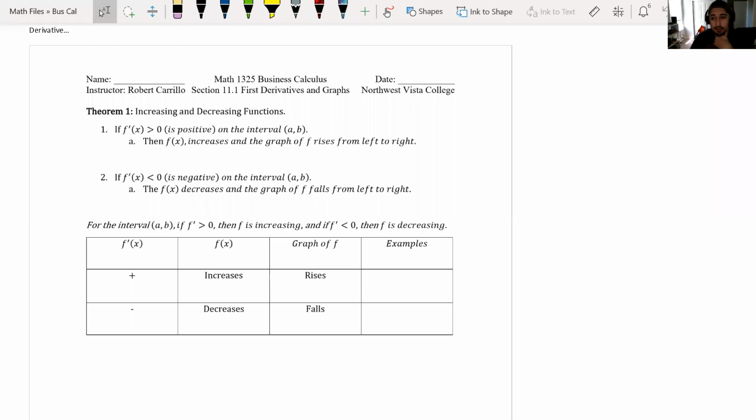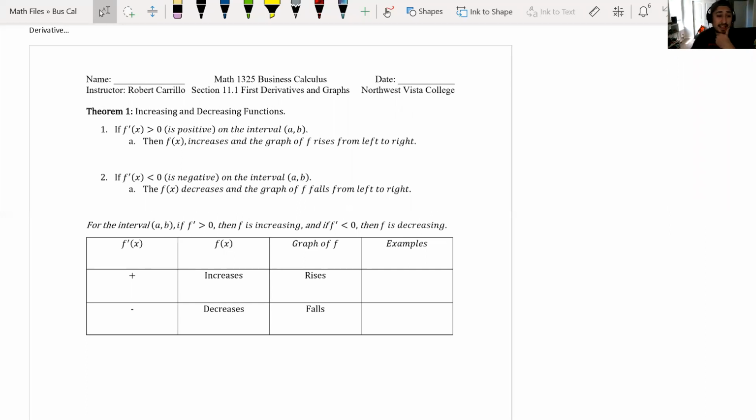Cool, it's okay. This is first derivatives and their graphs. So we will be graphing functions based on the characteristics from the first derivative. Theorem 1, increasing and decreasing functions. If the derivative is positive on some interval AB, then the original function will increase from left to right. This means it'll increase all the way from left to right.